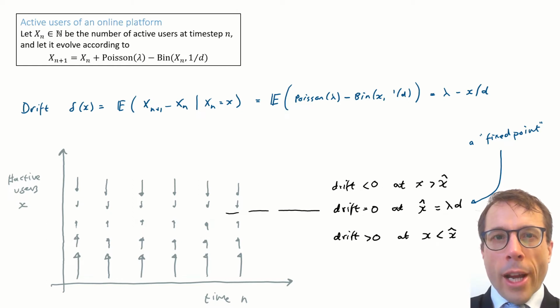These arrows show how big I can expect my next jump to be. If I'm in a state where x is very small, then I'll expect a big jump up next time step. If I'm in a state where x is very large, then I'll expect a big jump down, and so on.